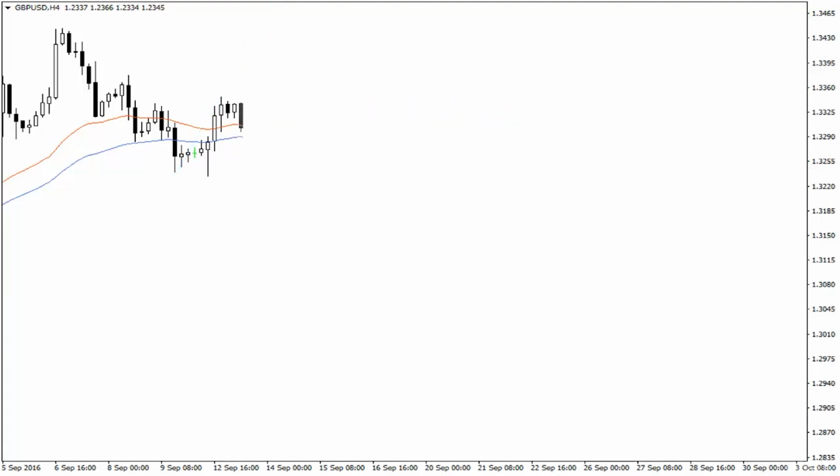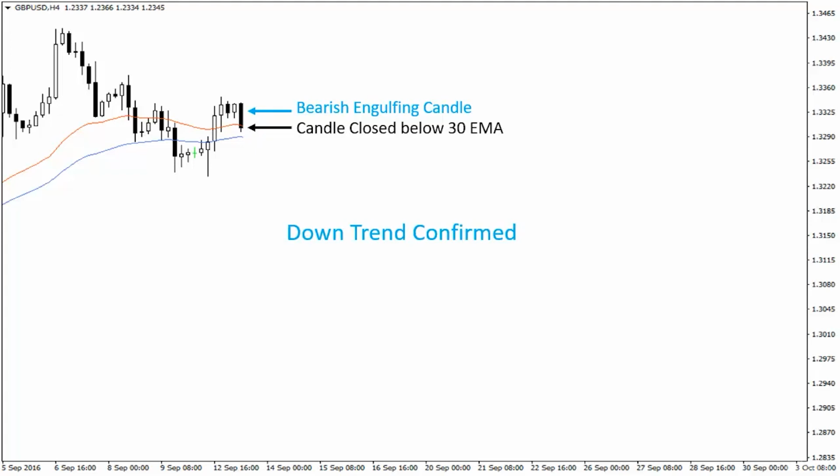And as I uncover some more price action, you can see that a strong bearish candle has appeared at the top, where the candle has closed by staying below the 30 exponential moving average line. This indicates that the buyers are too weak to pull up the price to continue the uptrend, which is why sellers took control of the market and the market is now ready to fall again. So that's the confirmation of the end of the uptrend as well as the beginning of the new downtrend.